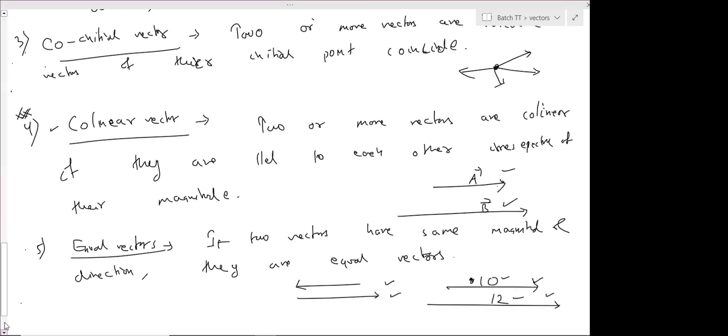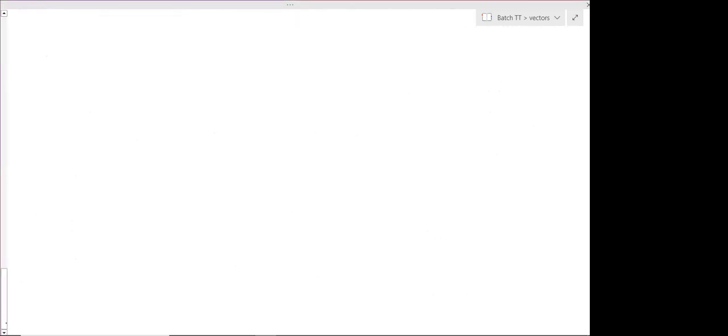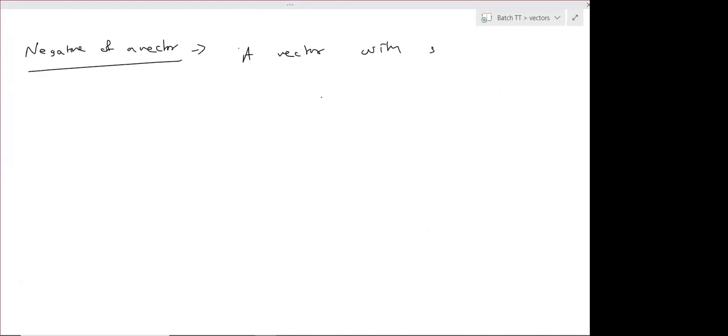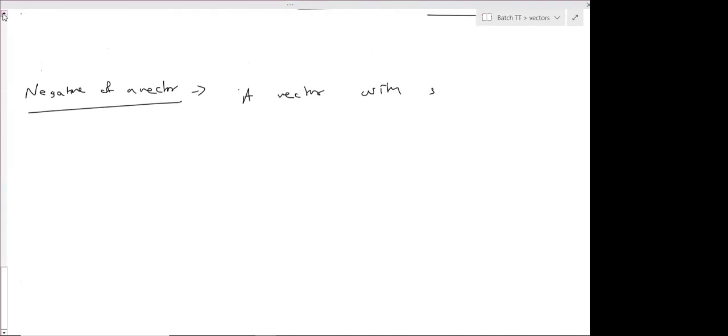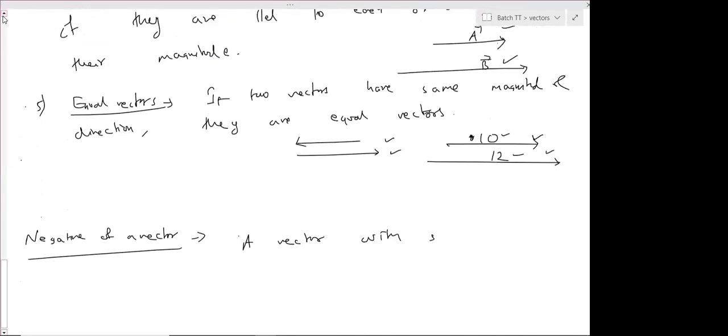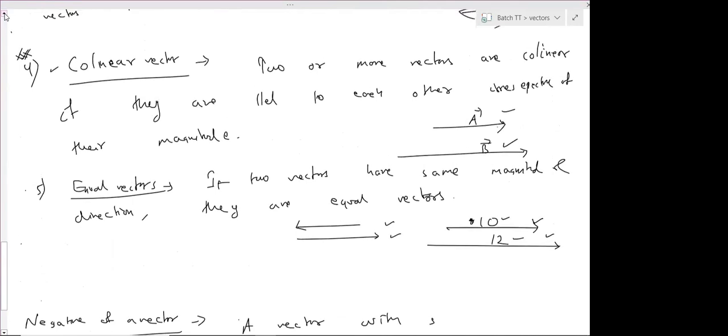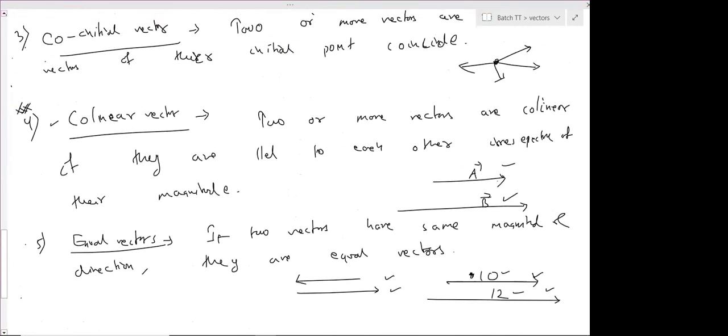All right. Negative of a vector. A vector with, all right, Ryan. All right, guys, raise your hands if you have noted this down. Everyone. Then I'll scroll down.